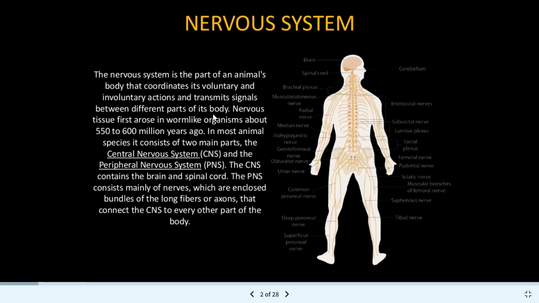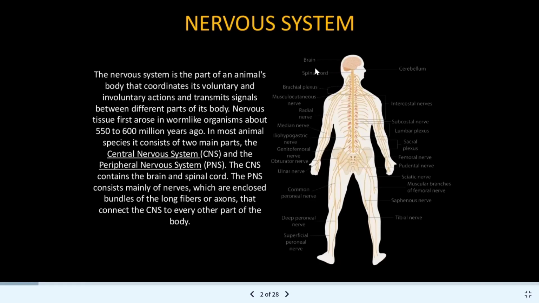CNS contains the brain and spinal cord. CNS contains the brain and spinal cord, PNS contains nerves which are enclosed bundles of long fibers. Bundles of long fibers are axons that connect the CNS to other parts of the body, spreading throughout the body.